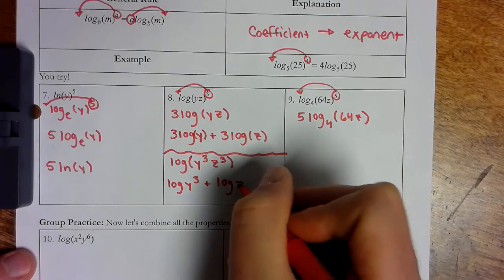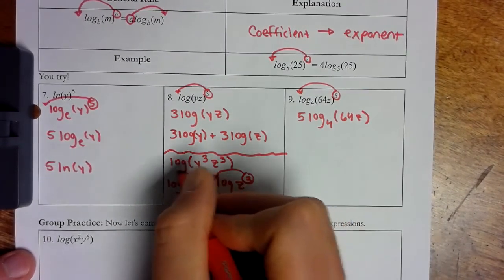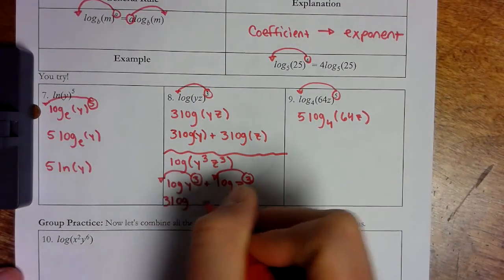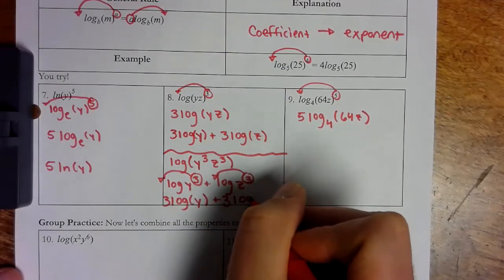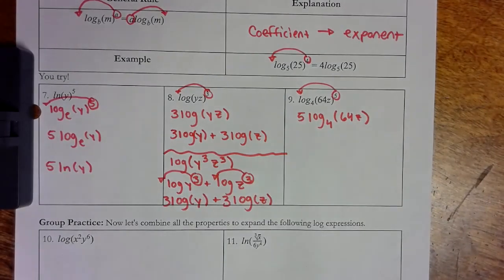And then the last thing would now be to take that exponent and put it as a coefficient, giving us the exact same log as what I had above. Just another approach of how we can get there. And there isn't one that's better than the other. Okay, I just want to show you that there's multiple ways to kind of figure this out.